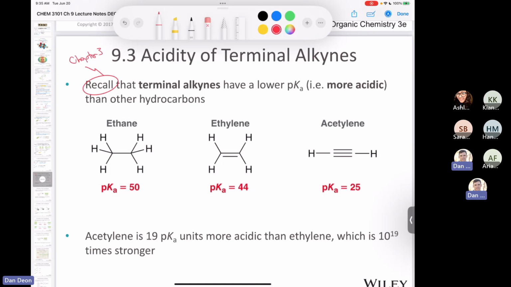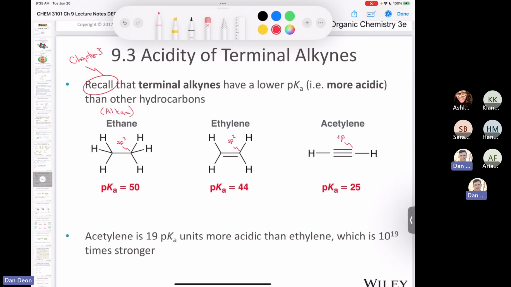We said if you have an alkane, like ethane, the pKa of a carbon-hydrogen bond with an sp3 hybridized carbon, so this is sp3, is around 50. If you have an sp2 hybridized carbon, it's 44, 45. But then for an alkyne, so if you have an sp hybridized carbon-hydrogen bond, that hydrogen has a pKa of 25. So acetylene is a lot more acidic than ethylene and way, way, way more acidic than ethane.